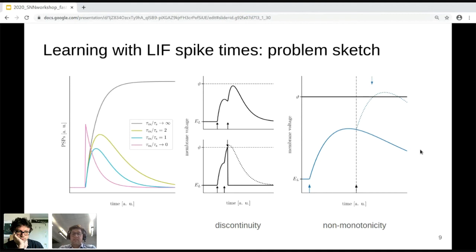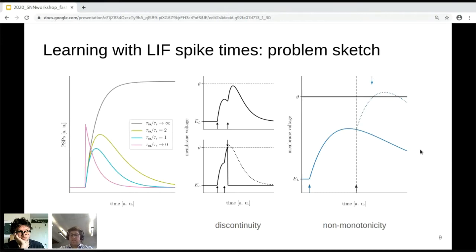And you see that in the top panel, the PSP overlap is not significant enough, and there's no spike elicited. But if the spikes are moved closer together, suddenly the membrane is enough to reach a threshold, and a spike is elicited. So the spike just appears. This is the discontinuity introduced by the non-monotonicity of the postsynaptic potentials. On the right, you see non-monotonicity of the spike timing as well.